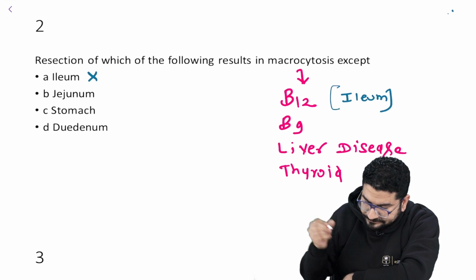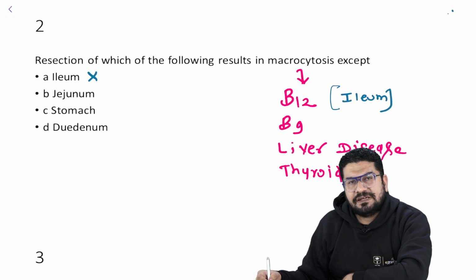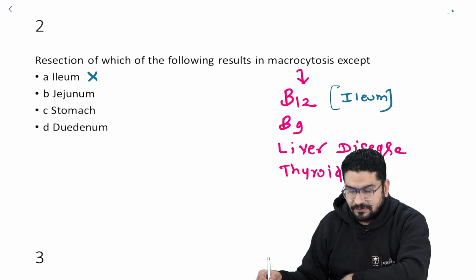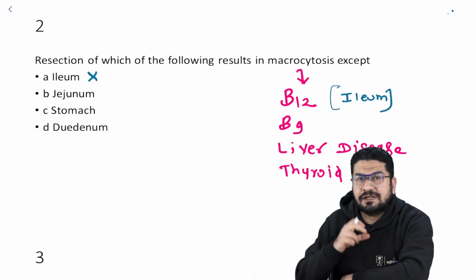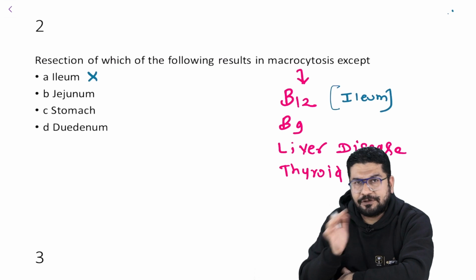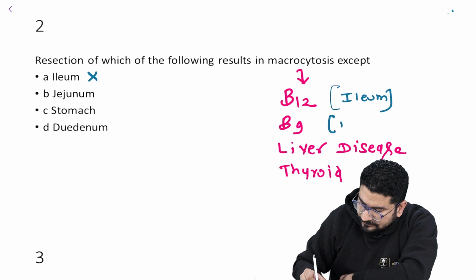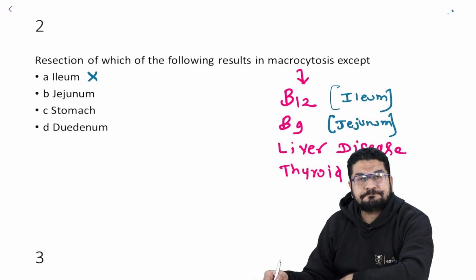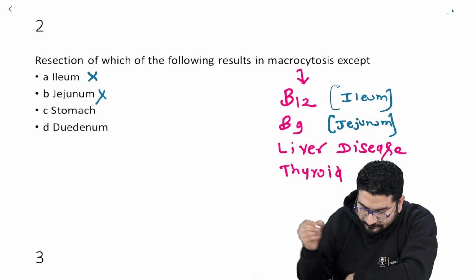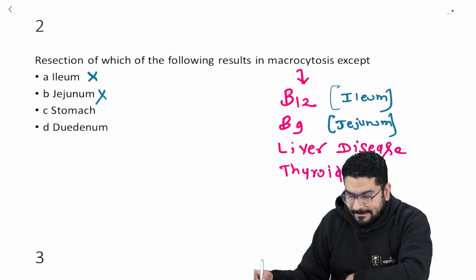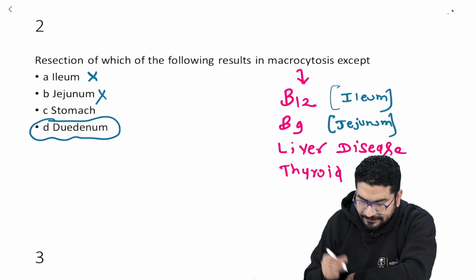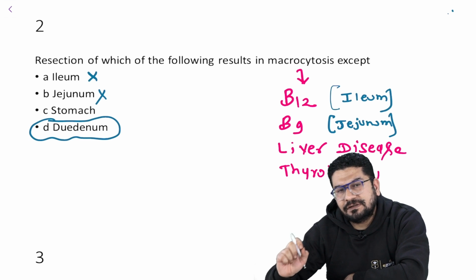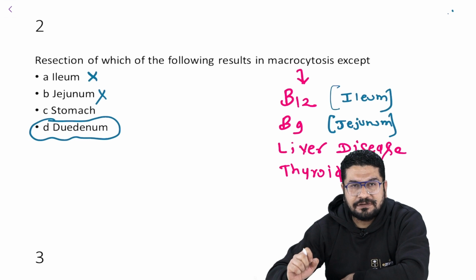So this is ruled out. Coming to B9, B9 is folic acid. The absorption site of folic acid is in the duodenum and majority in the jejunum, so in both jejunum and duodenum. Mainly I'm writing here jejunum. So jejunum is the site, so that can also cause it. Then iron is primarily absorbed in the duodenum. So the main site of folic acid absorption is jejunum, and iron is absorbed in the duodenum.